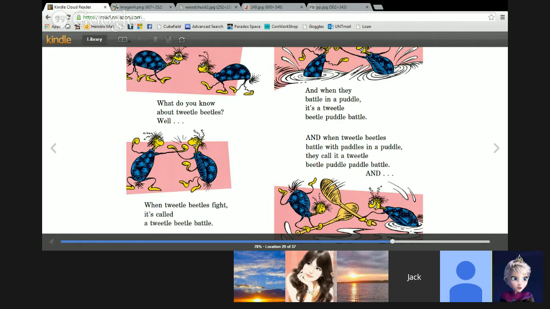Okay. And when they battle in a puddle, it's a Tweedle Beetle Puddle Battle. And when Tweedle Beetles battle with paddles in a puddle, they call it a Tweedle Beetle Puddle Paddle Battle.